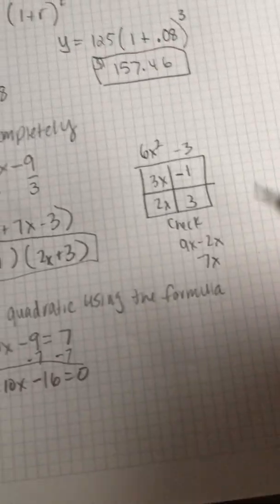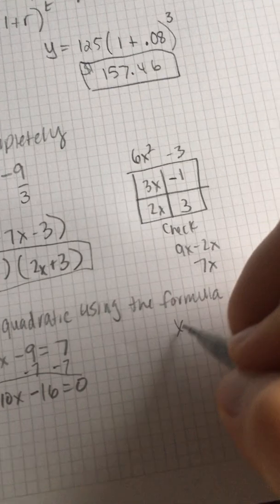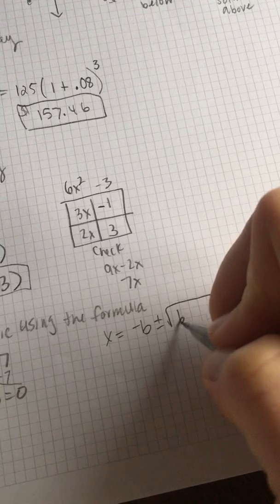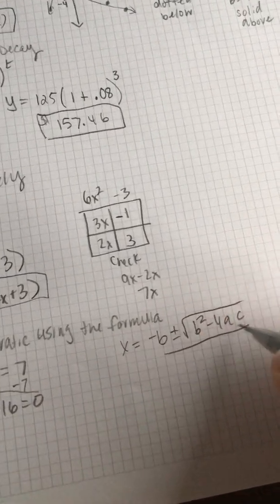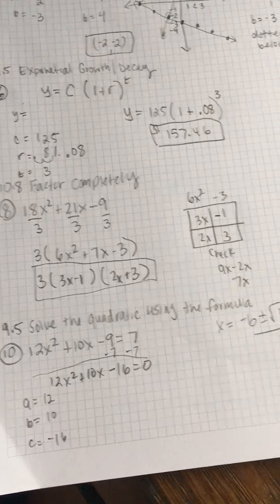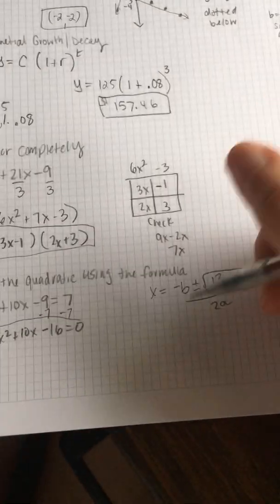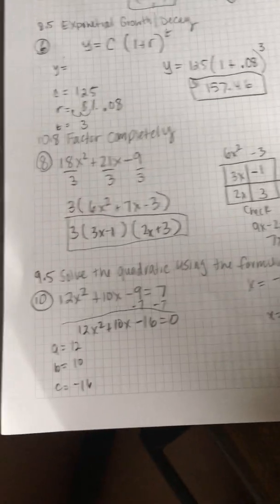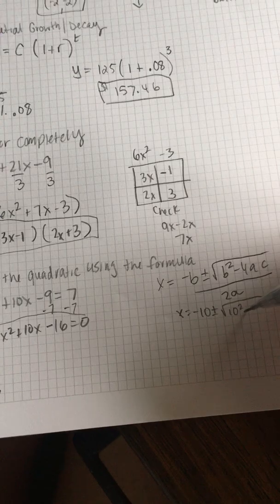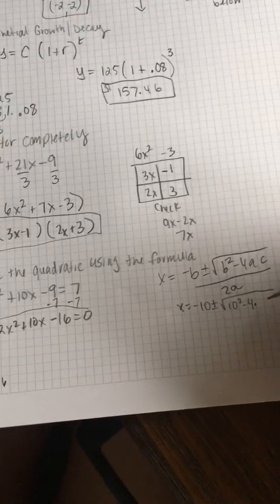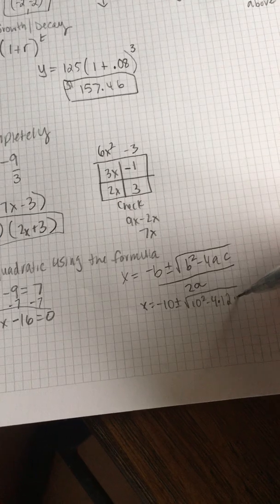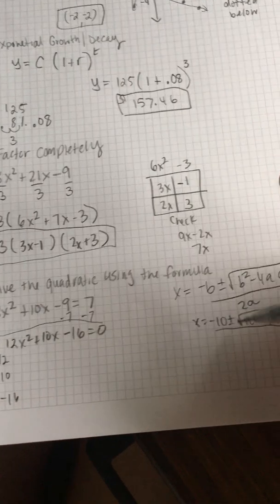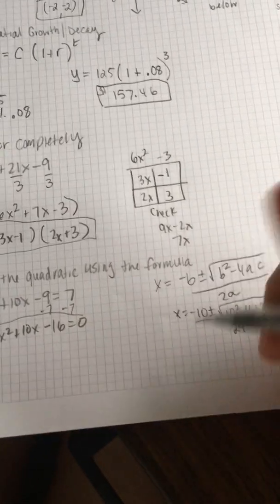So, singing the song one last time for you guys. X equals opposite B plus or minus the square root of B squared minus 4AC all over 2A. And then I just start to plug in. So I'm going to write x equals negative 10 plus or minus the square root of 10 squared minus 4 times 12 times a negative 16 all over 2 times a. 2 times 12, I'm just going to go ahead and right away say 24.